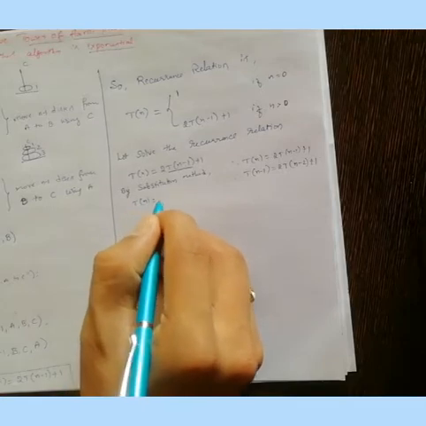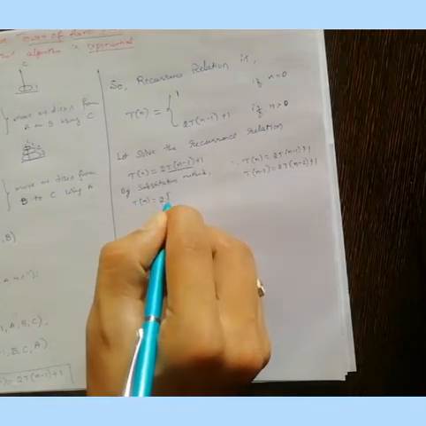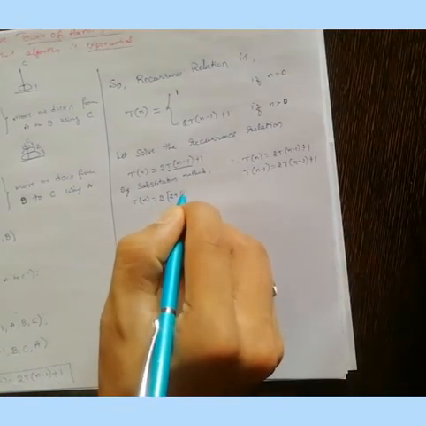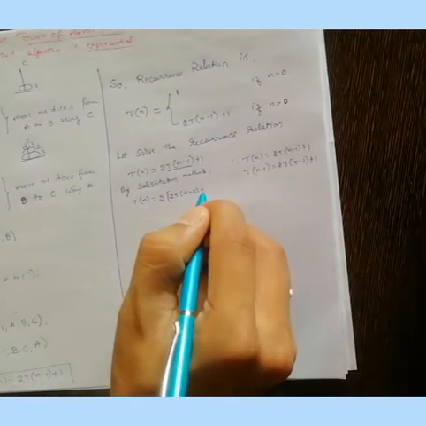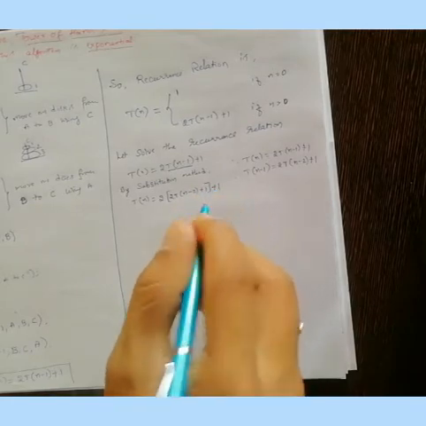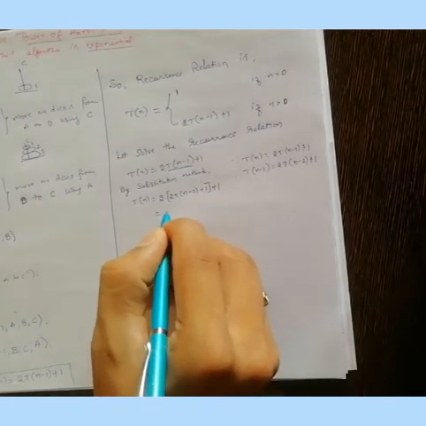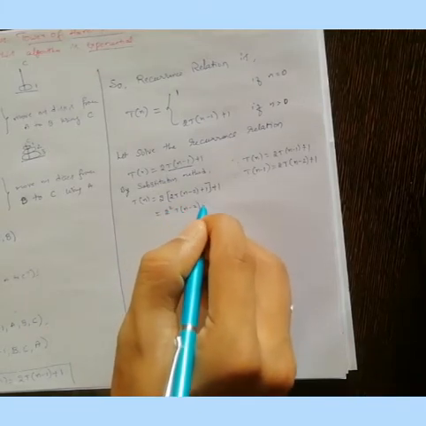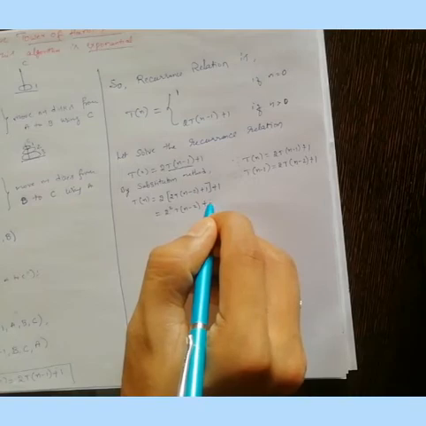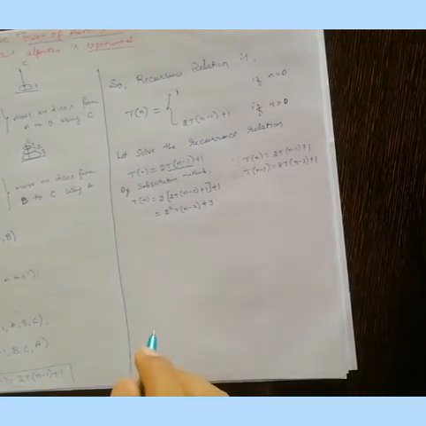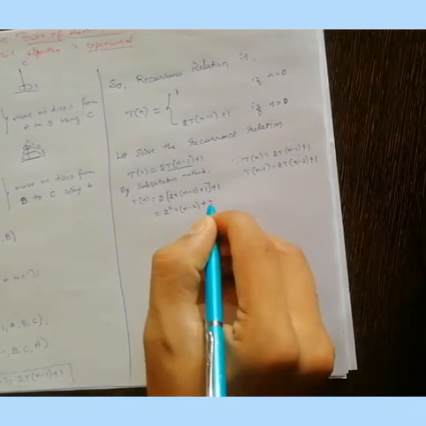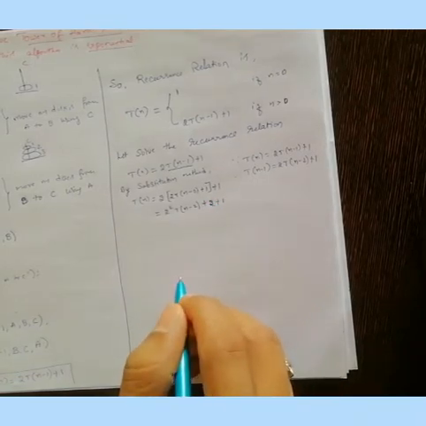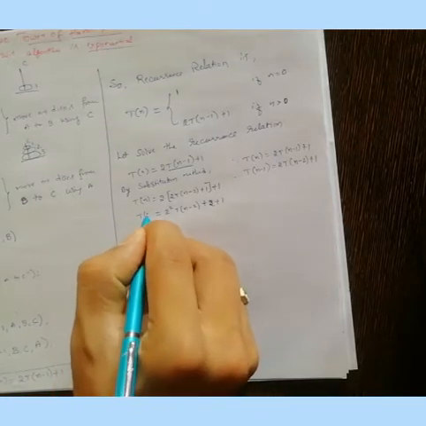T of n is equal to 2. What is the value of T of n minus 1? 2 T of n minus 2 plus 1, plus 1. So what will it become? 2 square T of n minus 2 plus 2 plus 1, that is 3. Or if you want, you can write it as 2 plus 1. Okay, no problem. That is the value of T of n.